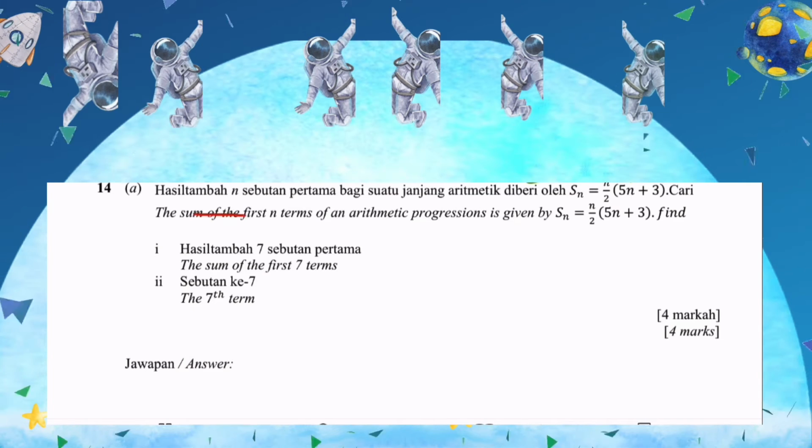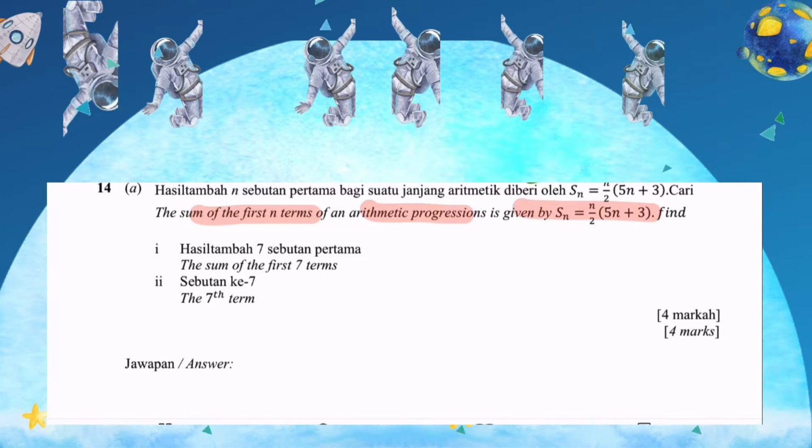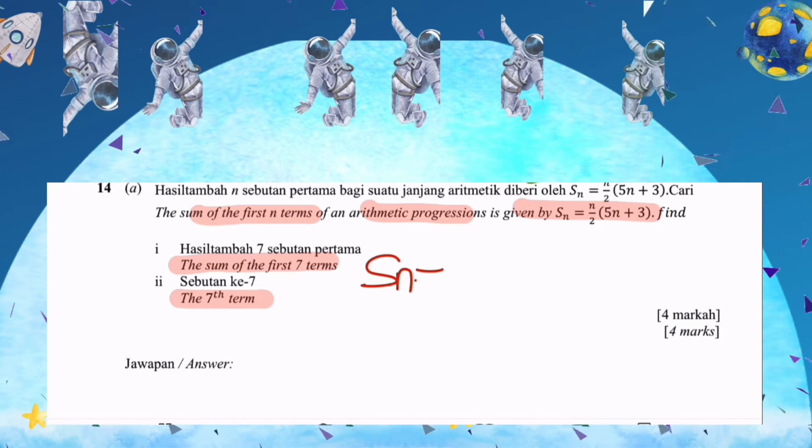The sum of the first n terms of an arithmetic progression is given by Sn equals n over 2 bracket 5n plus 3, and we need to find the sum of the first 7 terms and the 7th term.